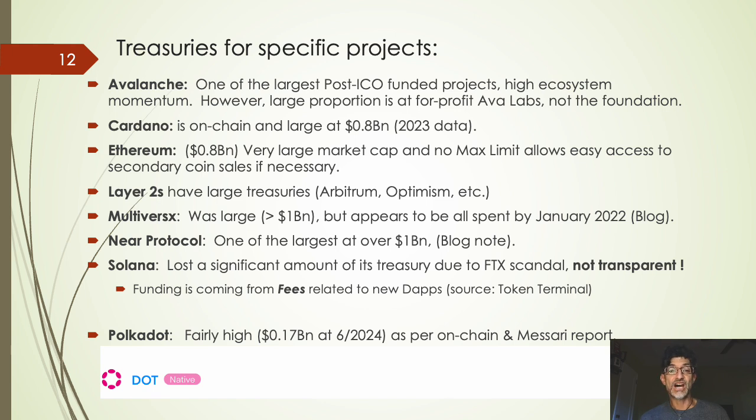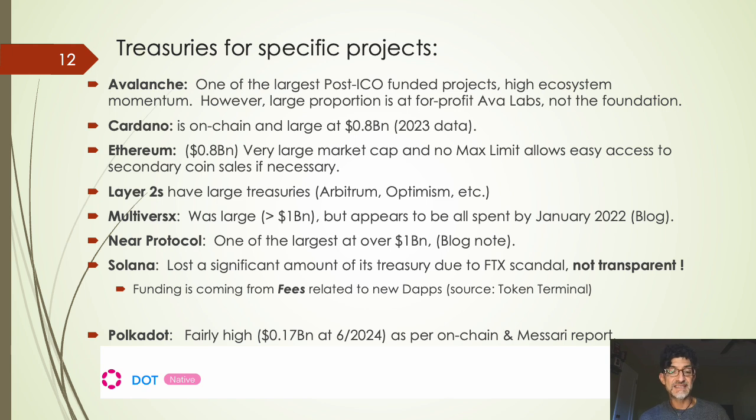It used to be called Elrond, and the ticker is EGLD, E-Gold. Near Protocol has one of the largest treasuries. And the great thing about Near Protocol, it has done a great job at diversifying its funding. So it's not just cryptocurrency, it's even in fiat like US dollars, and it's in stablecoins. So that's really good. And Solana, I mentioned before, there is no information on Solana, but they are getting fees.